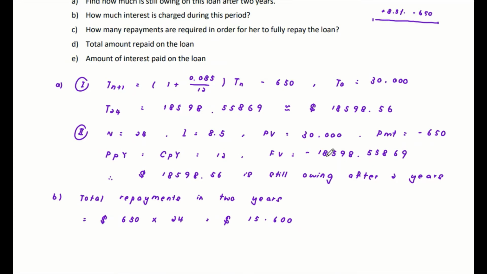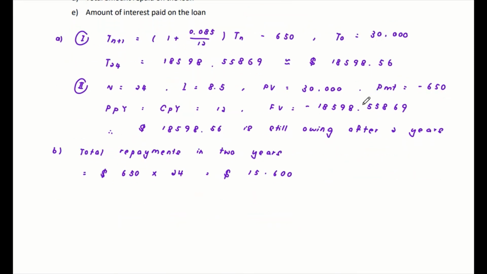So we can try to find out the reduction of the account here. Which means that we can find out the reduction in the amount of money that we are still owing. So reduction for amount owing. We can see that at the start of this loan, I owe 30,000. After 24 months, after 2 years, now I owe 18,598.56. So from here, I will be able to get the reduction for the total amount of money owing.